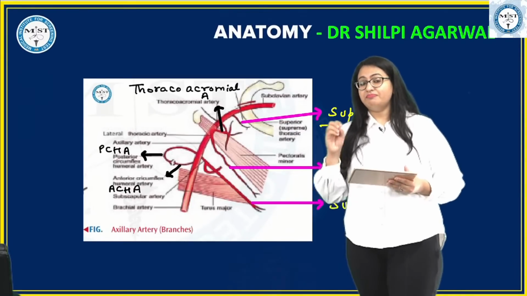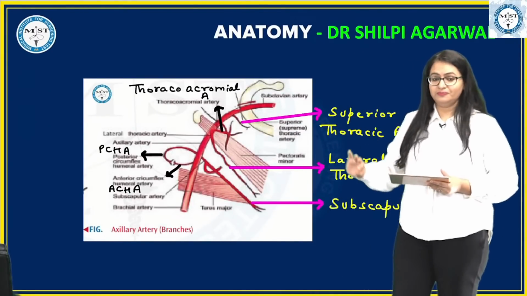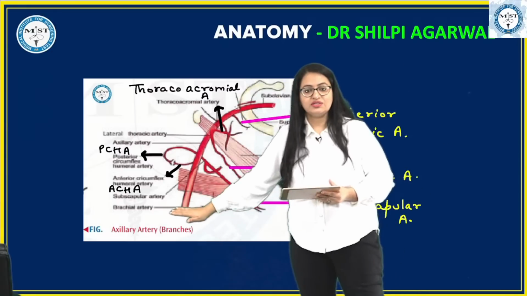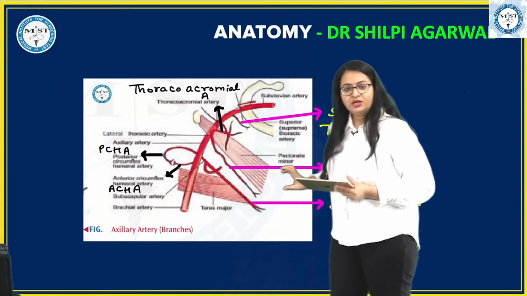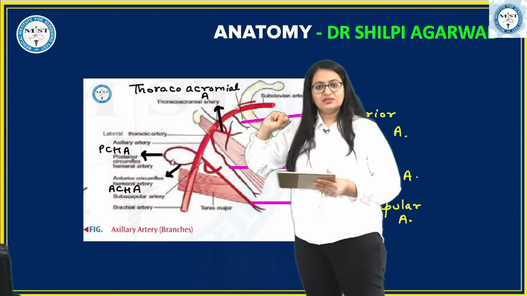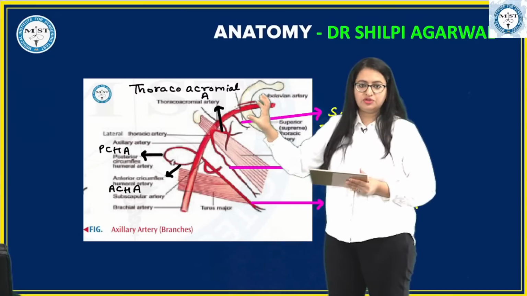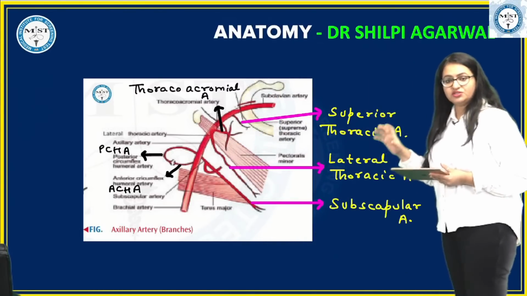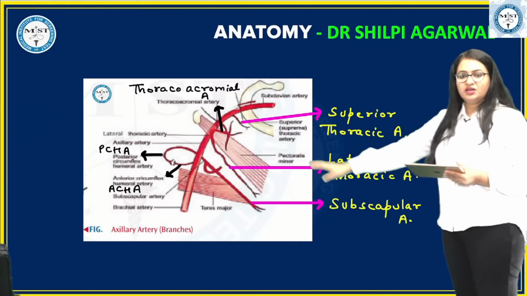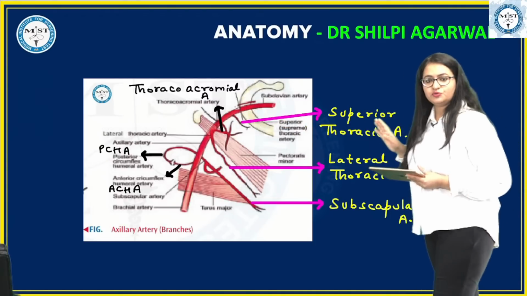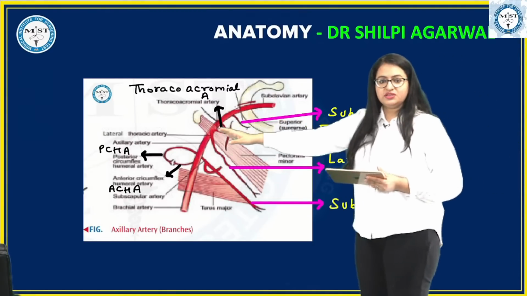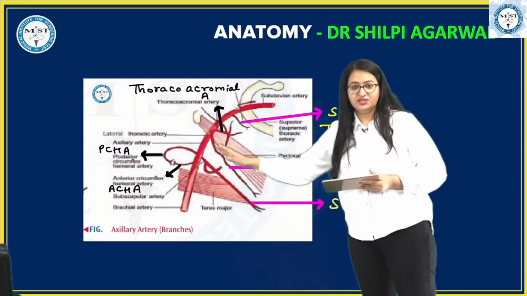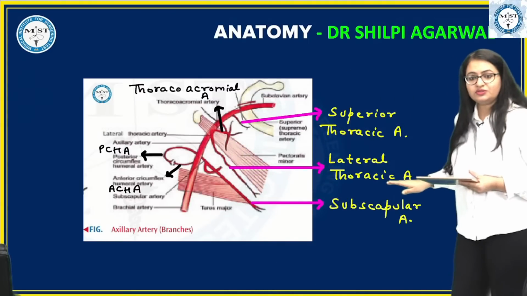Axillary artery branches identification. The axillary artery starts from the outer border of the first rib, going till the lower border of teres major, crossed by the muscle pectoralis minor. It is divided into three parts: first, second, third. You should be able to identify the branches, specifically these three branches. The first part gives one branch, superior thoracic. The second part gives this branch which runs parallel to pectoralis minor, running just close to it, lateral thoracic.